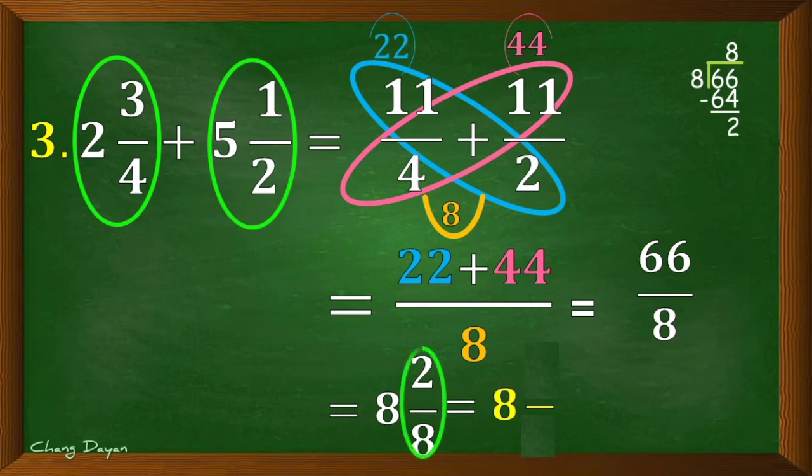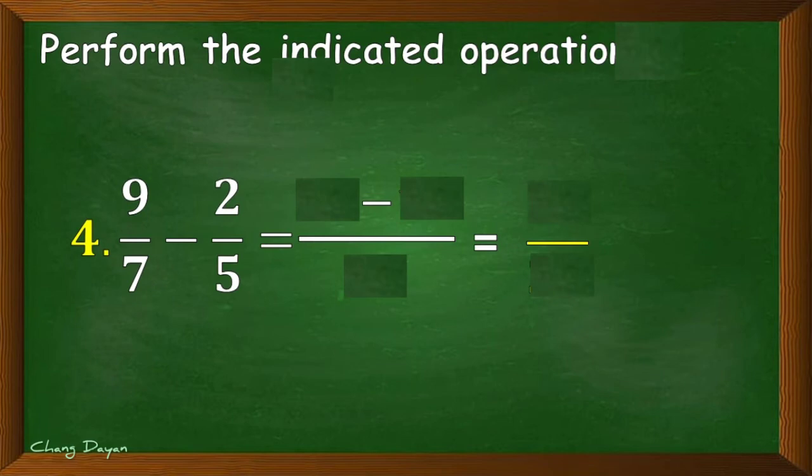Kung mapapansin nyo, ang 2 over 8 ay pwede pang i-lowest term. I-divide ito sa common multiple na 2. So, 2 divided by 2, the answer is 1. 8 divided by 2, the answer is 4. Ang ating final answer ay 8 and 1/4. Number 4.